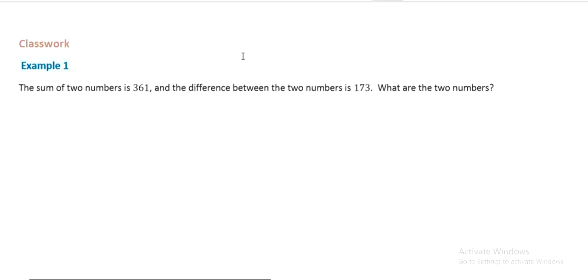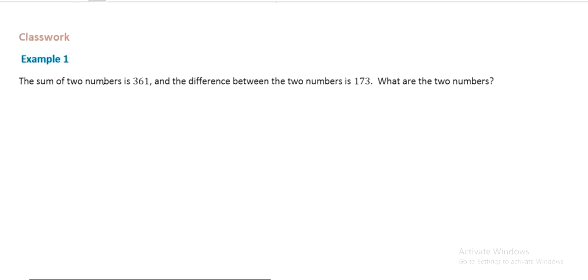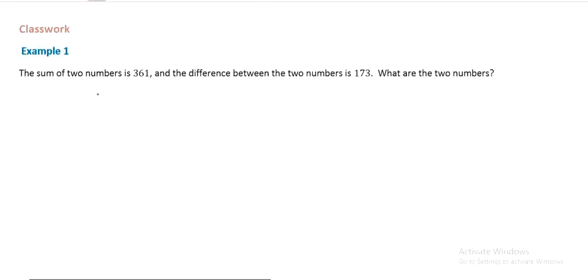When we're doing these, there's a checklist of 3 items you want to cover. That checklist is first to define the variables. So what are the variables in this one? Remember, variables stand for an unknown amount. In example 1, they say the sum of two numbers and then the difference between the two numbers, and they give us the sum is 361, the difference is 173. We don't know what the two numbers are, though.